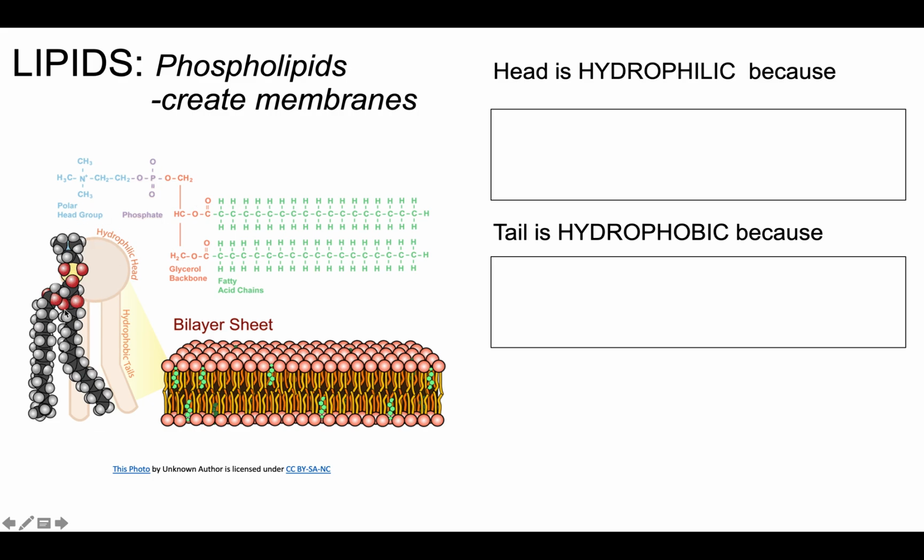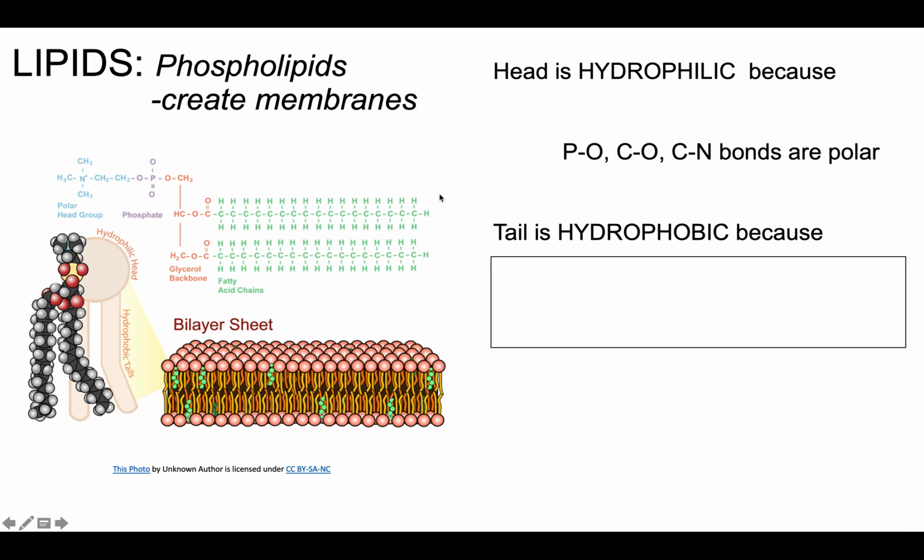The head of a phospholipid is hydrophilic because the phosphorus-oxygen, carbon-oxygen, and carbon-nitrogen bonds are all polar. These are all molecules that are in this head. If you look up here, you can see the actual elements. We have nitrogen, oxygen, phosphorus, and oxygen. Those all make this section very polar.